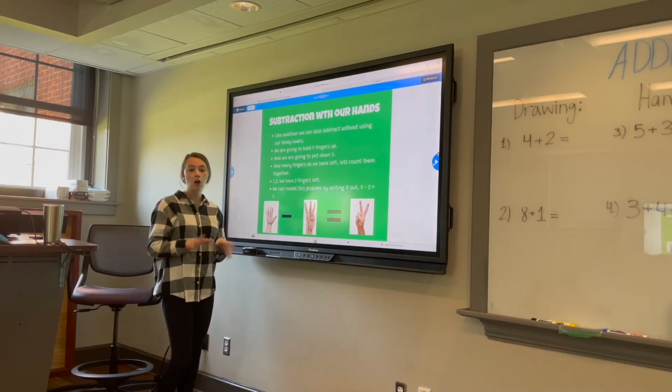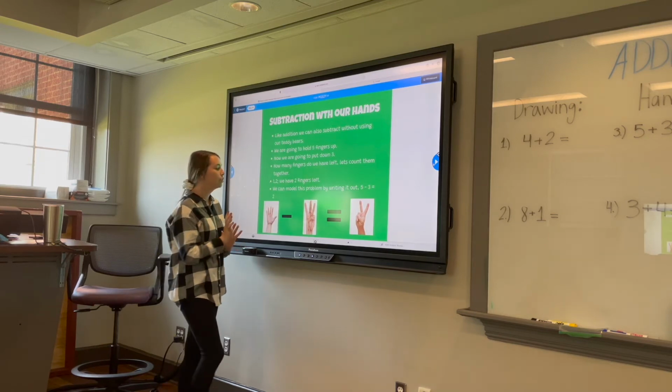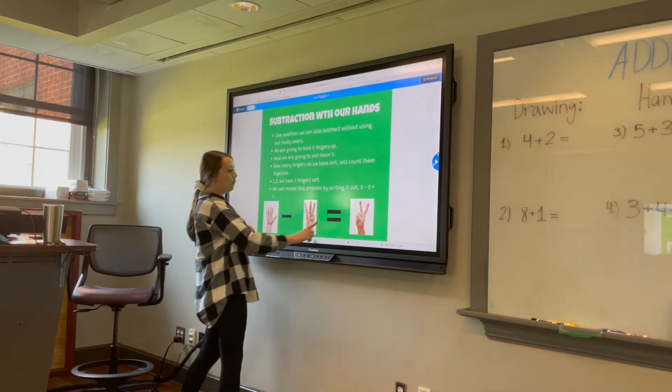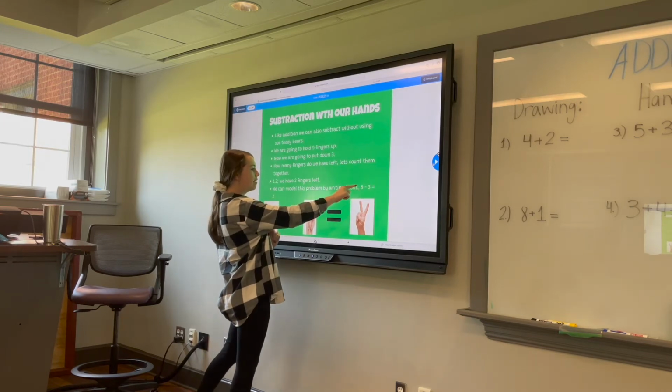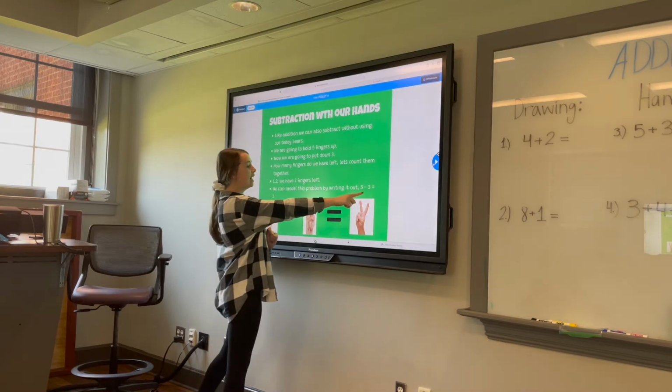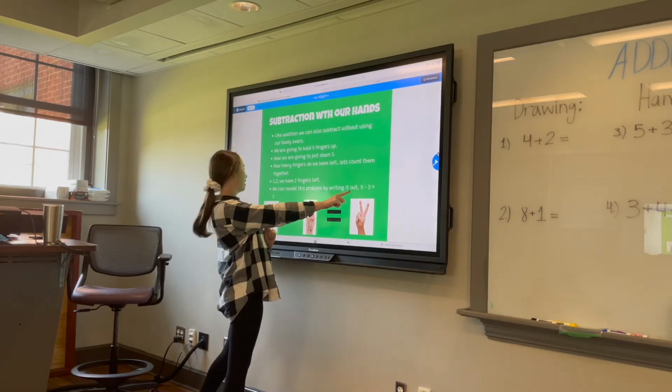If we were going to model this problem by writing it out, we would start out with our 5 because that's how many fingers we had up first. And we are going to do 5 minus 3 because that's the next number we had. Equals, we always have to put our equal sign after 2.